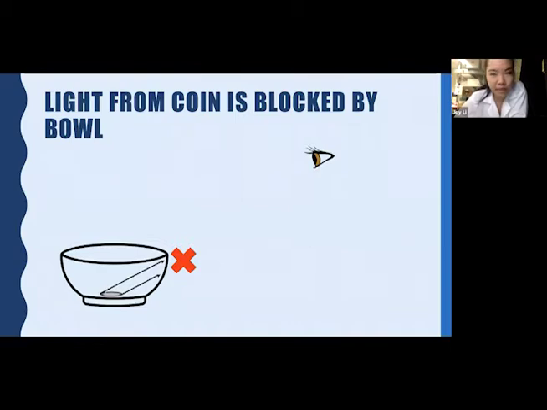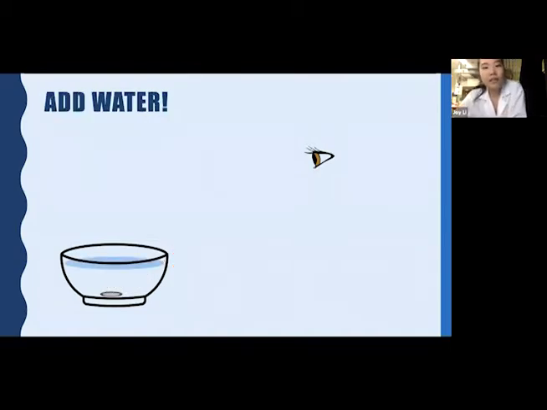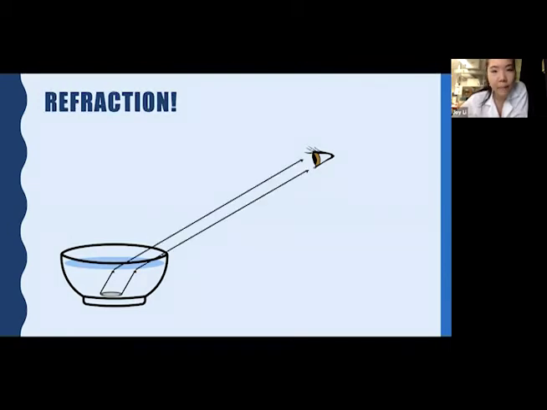But then what happens when we add water? When we add water, the light from the coin travels in a straight line like it did before in the water. But once it reaches where water turns into air, it is bent, or refracted. And because it's bent, it is able to go over the side of the bowl so that you can now see the coin. But the coin hasn't moved.